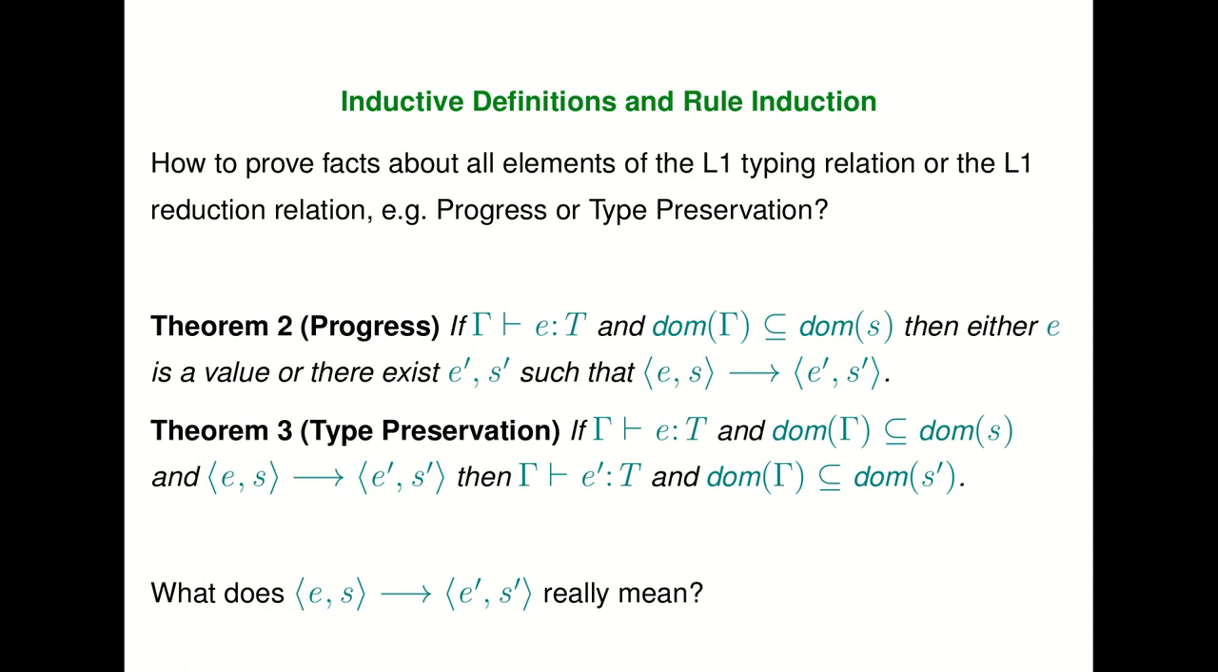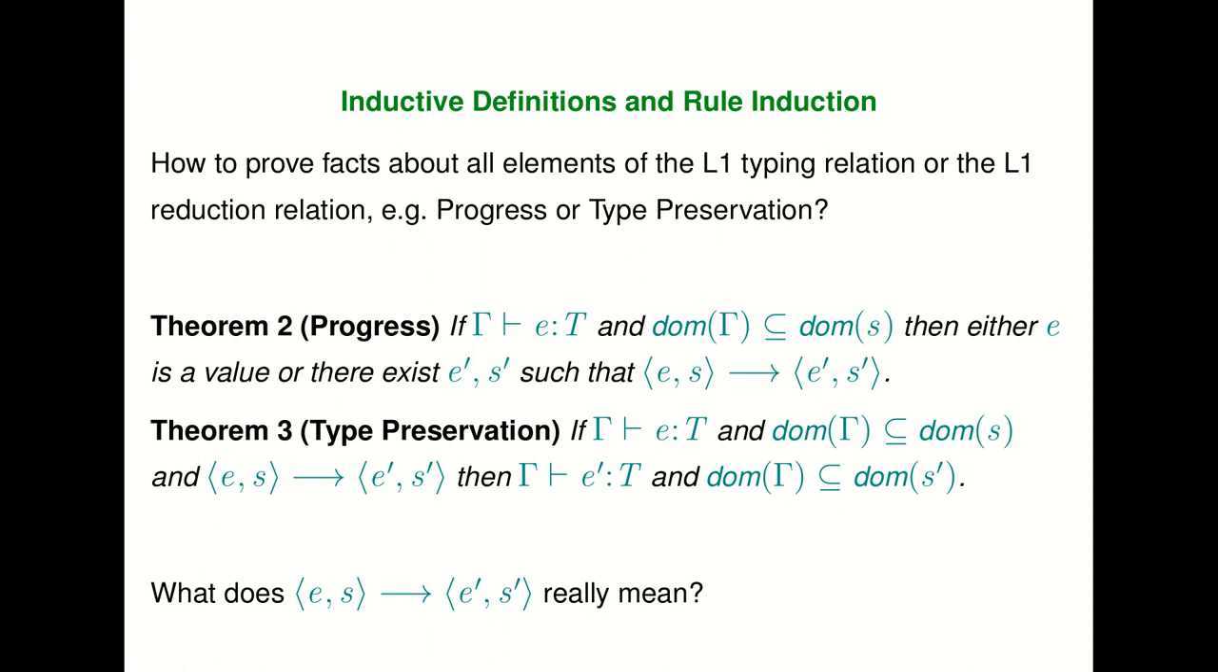And similarly, for type preservation, it's a little bit more complicated. We'll say, okay, if E has the type T under gamma, and the domain of gamma is a subset of the domain of the real runtime store S, and we have a transition, ES takes a step to E prime S prime, then the thing you take a transition to is well-typed, and the domain of the updated store is still a superset of gamma. And so now, in both of these theorems, what we've got are some assumptions like E has the type T under gamma. So we have that in both of them, and in type preservation, we have an additional relational fact that was established by typing rules. We have ES takes this transition to E prime S prime.